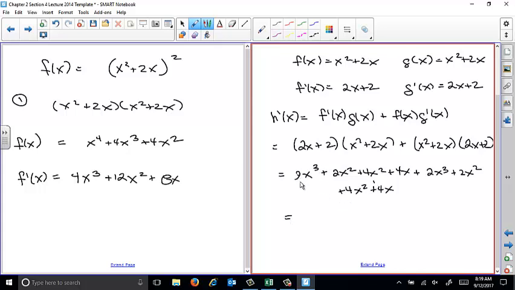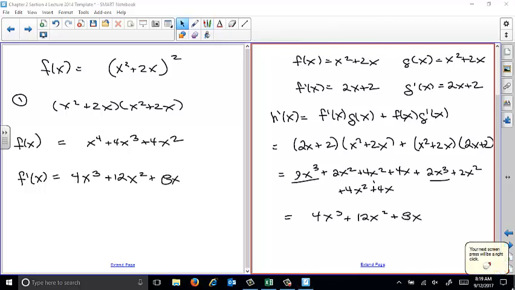So if I add these two together, I'll get 4x cubed. 2 plus 4 is 6. 6 plus 6 is 12. So I get 12x squared, and 4x plus 4x is 8x. So I get the same answer. That's using the product rule. This is multiplying it out, taking the derivative.